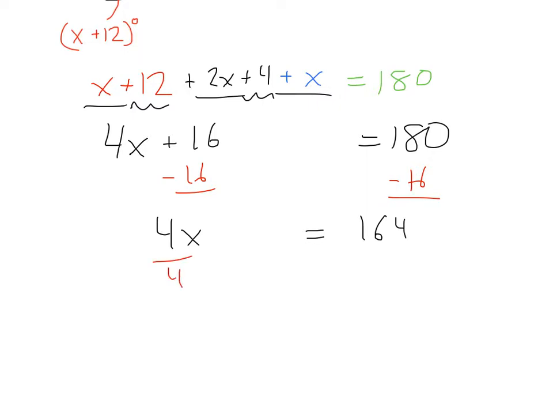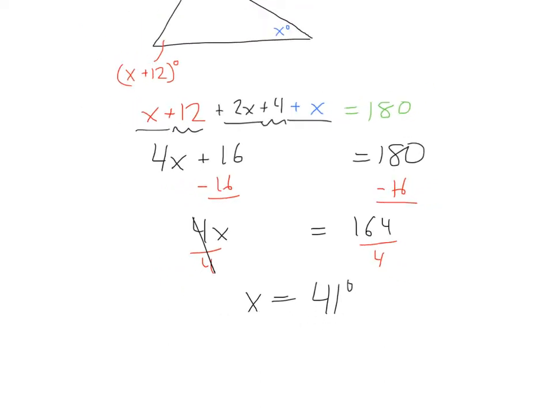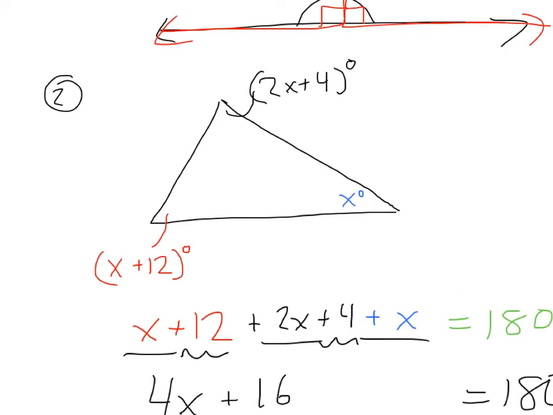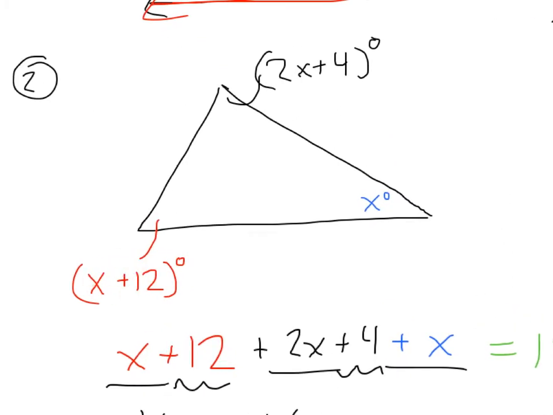And then I would just need to divide by 4 and divide by 4. X would be by itself now, and we would get x to equal 41 degrees. So is that the measure of every angle? No. If x is 41 degrees, then what's this here? Well, this angle would be 41 plus 12, which would be 53 degrees. And this up here would be 2 times 41 plus a 4. So 2 times 41 would be 82, and 82 plus 4 would be 86 degrees. And then here, we found that x was 41, and this angle is just represented by plain old x, so it's actually just 41 degrees.